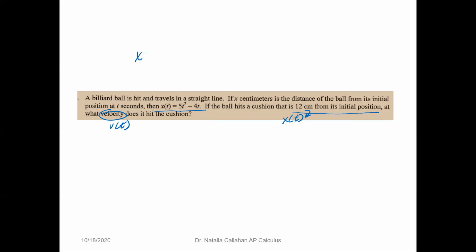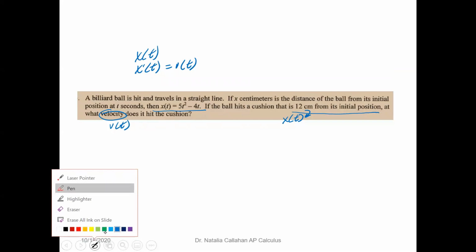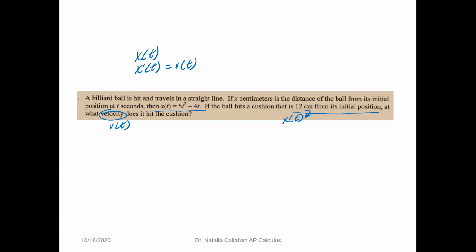So once again, you know that x prime of t is going to give you velocity. And I don't think it asks you for anything about acceleration, so I don't need to actually go that far. So looking at this, I have x of t is equal to 5t squared minus 4t. And I can go ahead and set that equal to 12 because this 12 centimeters is from the initial position. So then I know that x prime of t is going to give me 10t minus 4.